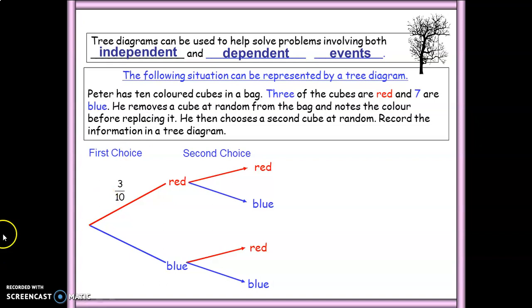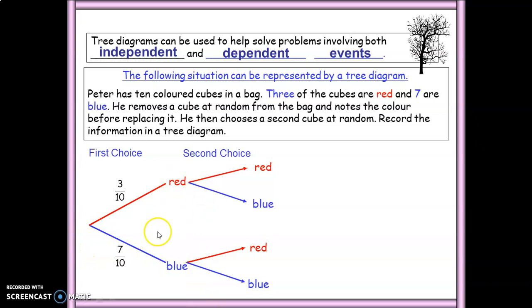So let's take a look. His first choice: there are 3 red cubes, so he has a 3 out of 10 probability of drawing a red cube. So a tree diagram looks like this. We can show the choice here, and then the different paths that are possible from that choice. The other path there is a 7 out of 10 probability of choosing a blue cube. So here we have the 2 options.